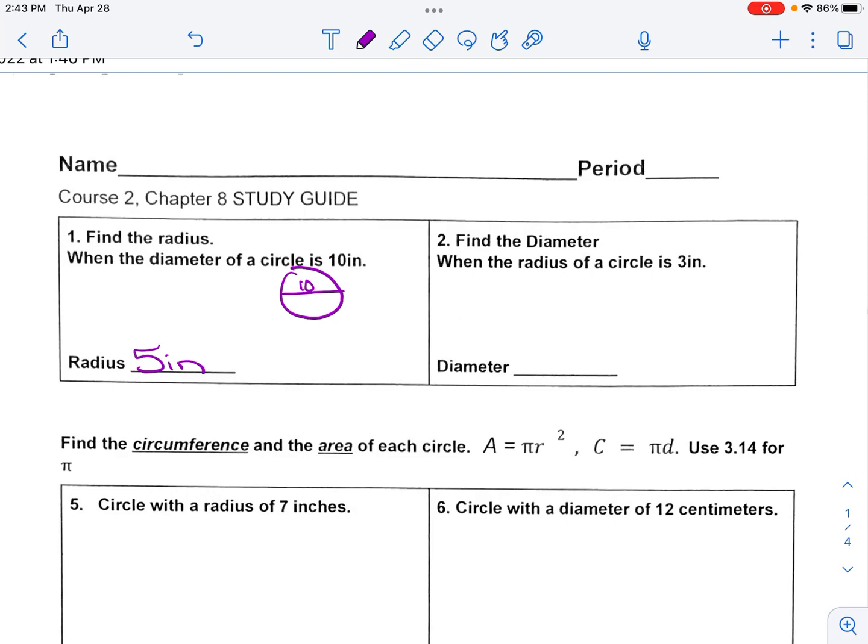Number 2, we're finding the diameter when the radius is 3. The radius is halfway across, diameter is all the way across, so if halfway across is 3, that makes the diameter 6 inches.